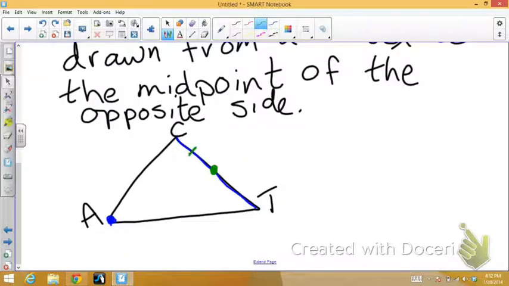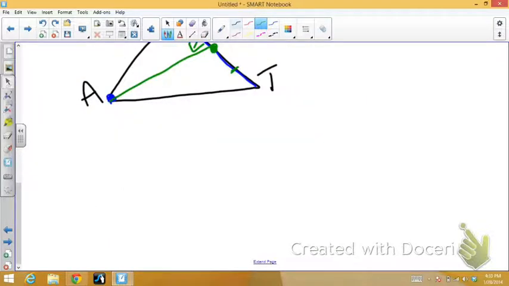And if we know it's exactly halfway, that means we know from C to the point in green and from T to the point in green are the same. So I'm going to put those marks to show those are the same. So that is a median. This line in green is the median. So 2 more definitions, and then you will be done with notes for today.